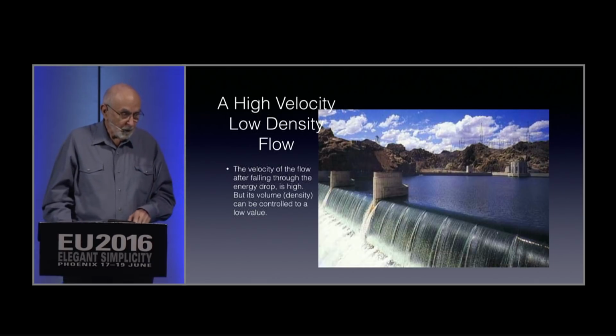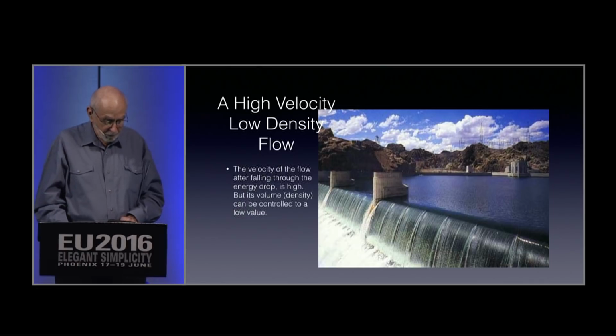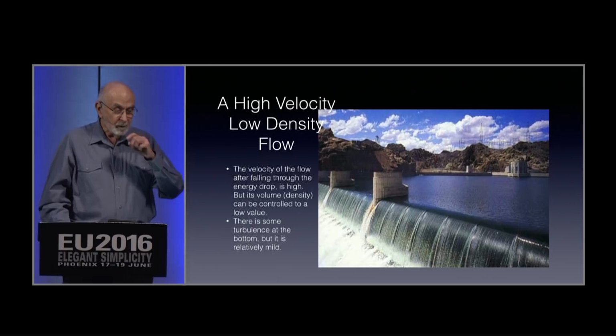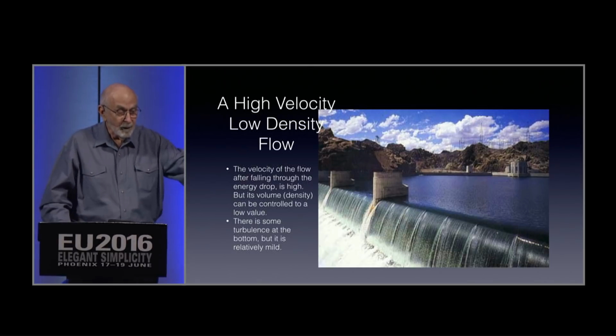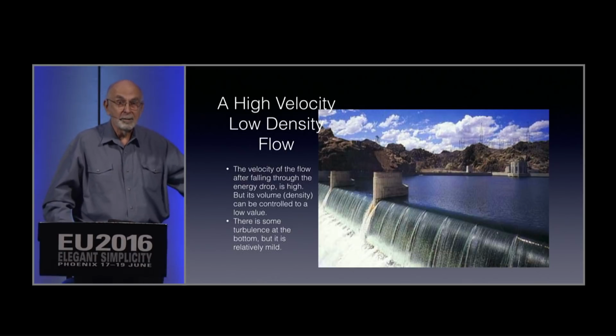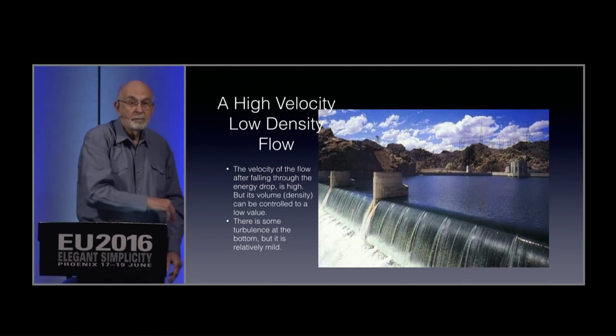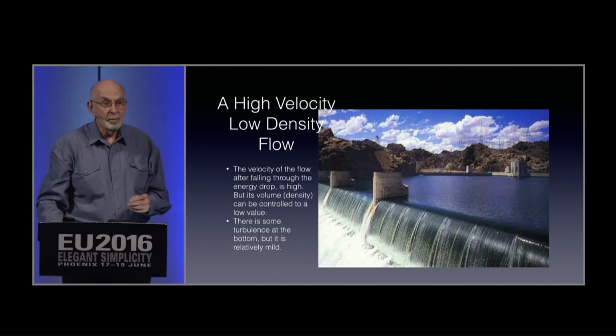So, again, the velocity is high, but the density is low. There is some turbulence at the bottom, but it's intentional in this hydraulic analogy. You can see they put rocks along the bottom. They're trying to aerate the water before it gets past. If you take those rocks away and make that a nice, smooth concrete surface, you would minimize the turbulence anyway.